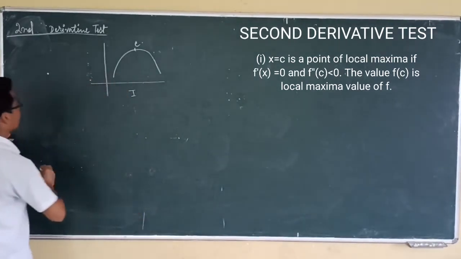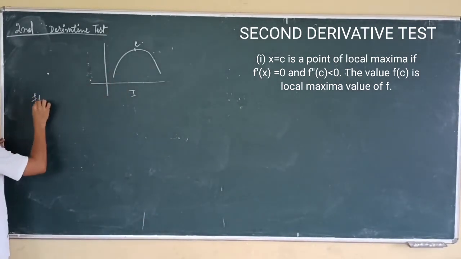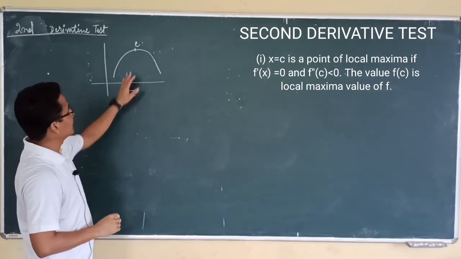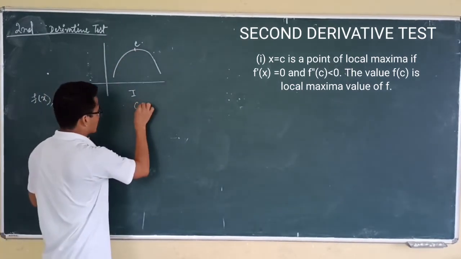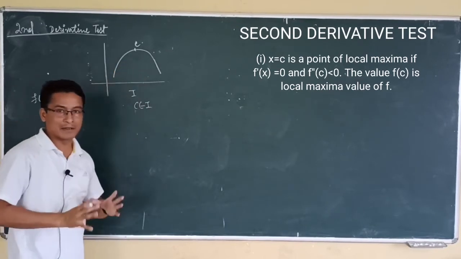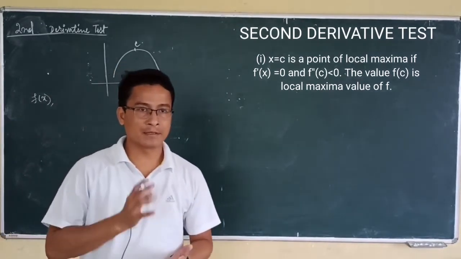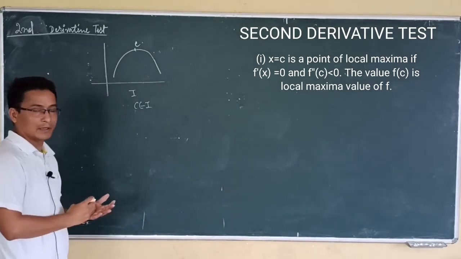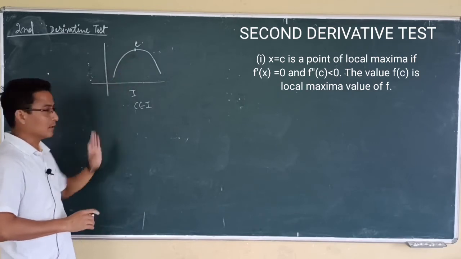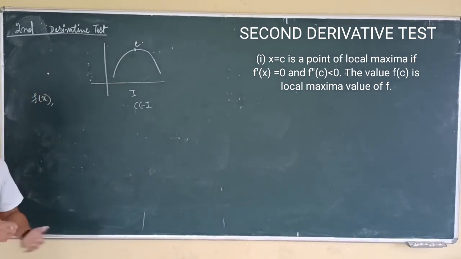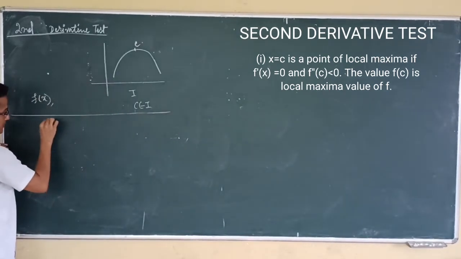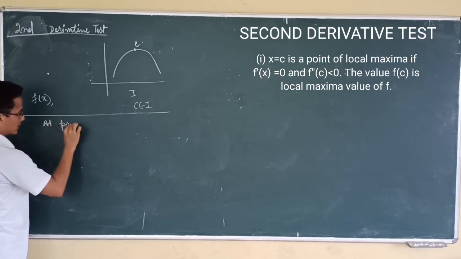What I am saying is that f of x is a function in interval I, and there is a point C which belongs to I, and at point C it is possible to take the second derivative. Then we will find the maximum and minimum value of the function. So at point C, what can we do?